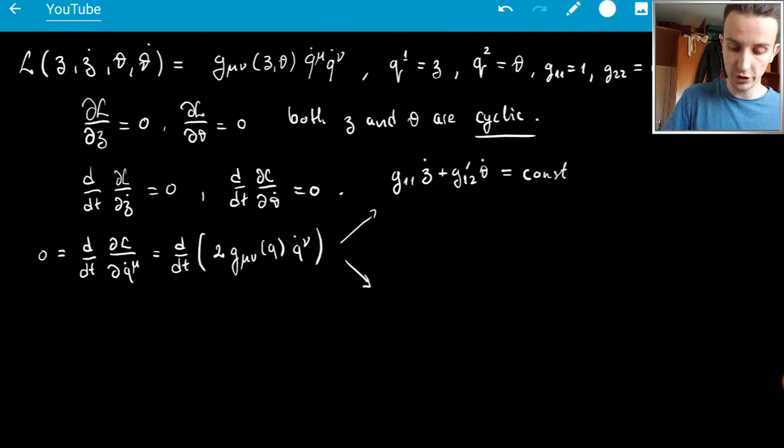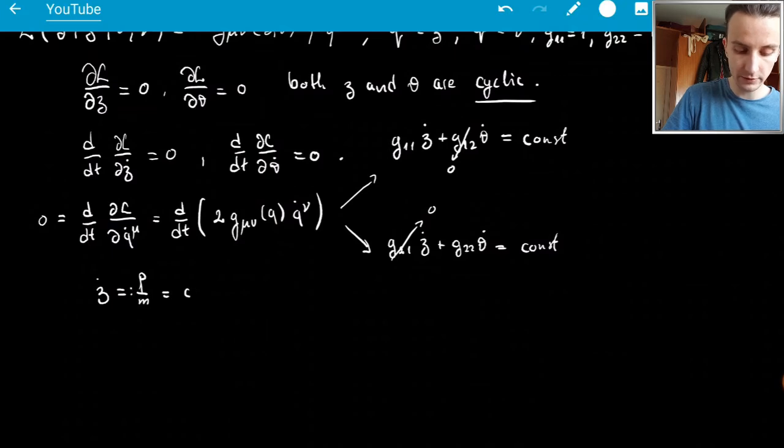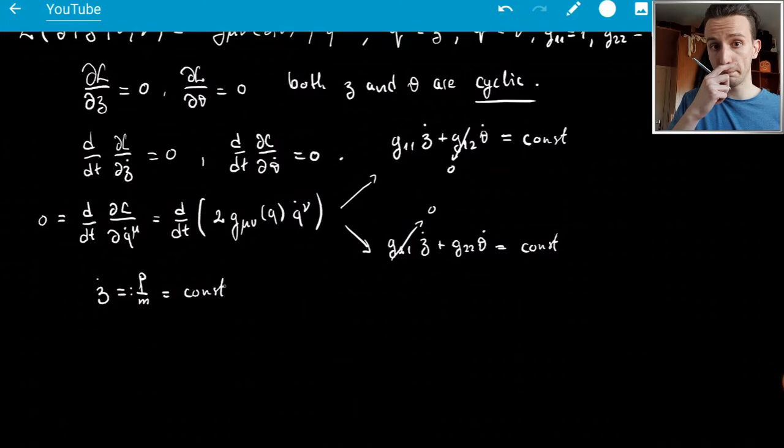But of course, G12 is 0. And I have the G21 z dot plus G22 theta dot is constant. But of course, G21 is 0. Okay. So we can plug everything in. G11 is 1, so we have z dot. Maybe I'll call that p over m is constant, where p I want to represent momentum by.